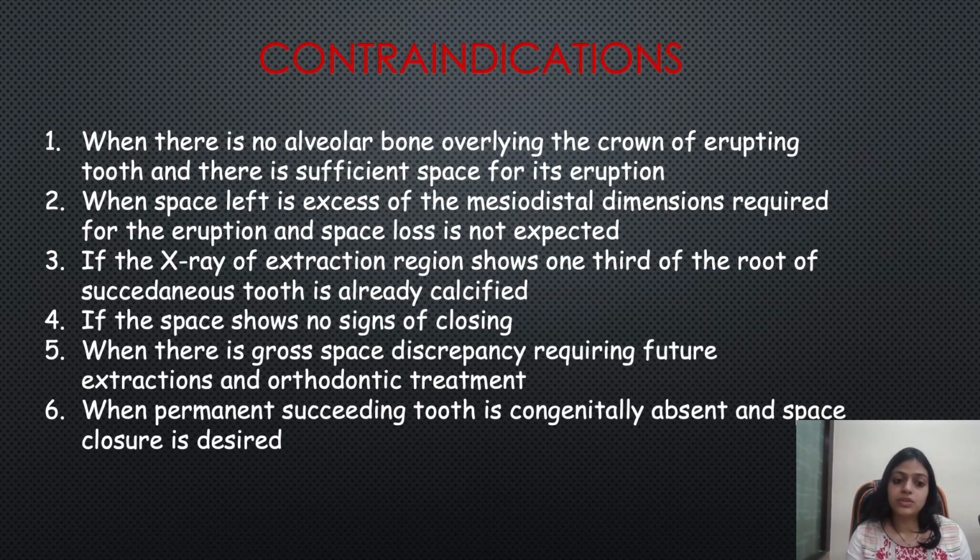Then there are certain contraindications: when there is no alveolar bone overlying the crown of the erupting tooth and there is sufficient space for its eruption, because with no overlying bone the tooth is anyhow going to erupt soon. When the space left is in excess of the mesiodistal dimension required for the eruption of the permanent tooth, and space loss is not expected at all. Or if the radiograph of the extraction site shows that one third of the root of the succedaneous tooth is already calcified, that means the permanent tooth is going to erupt now.